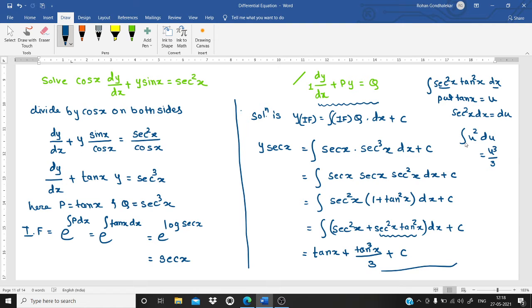So this is the reason why its integral is tan cube x upon 3. Are you clear with this? So this is a very interesting example.